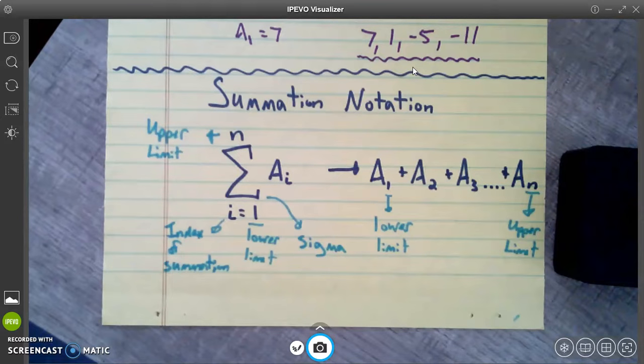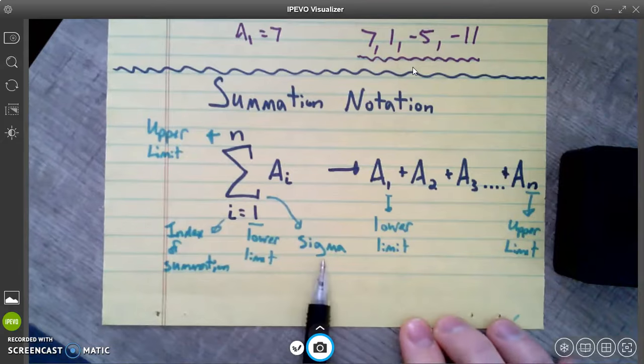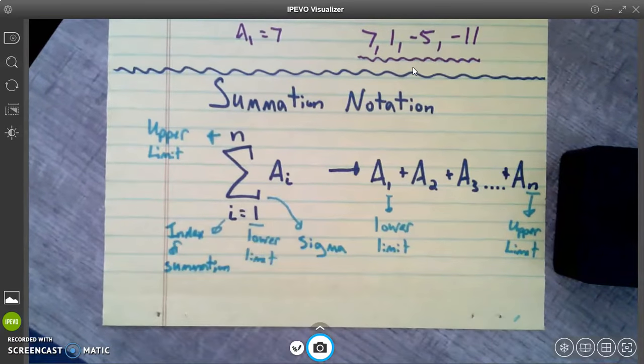But we have summation notation right here. This is a sigma. This is the Greek letter sigma. And the Greek letter sigma means to add a big list of numbers for us. That's what it means mathematically.